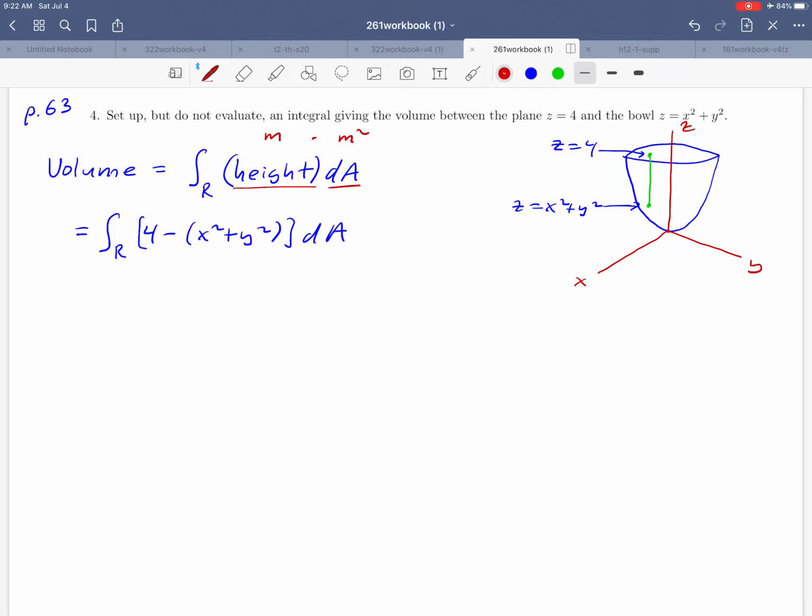But now we come to the question of, what is it that we're really integrating over? What is this R that we're talking about? To figure that out, you can think about this shining the light technique that we've been talking about. The region R will appear if you imagine shining a light straight down the z-axis and asking yourself, what would the shadow look like down in the xy plane?